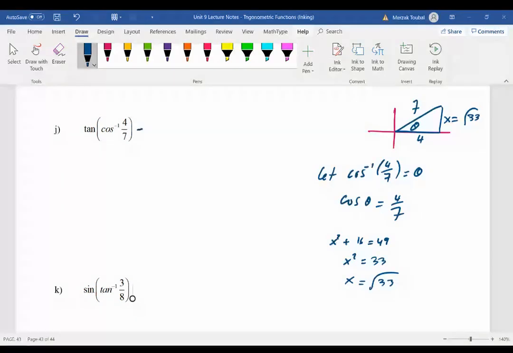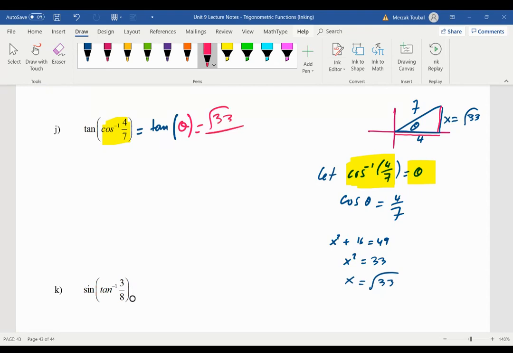Now, according to the assumption we made here, cosine inverse of 4 over 7 is theta, so I'm just going to put theta over here. What is tangent theta? Look at the triangle. Tangent is opposite over adjacent. Root 33 over 4. That's the answer.